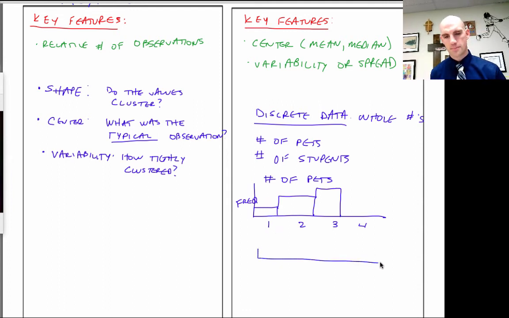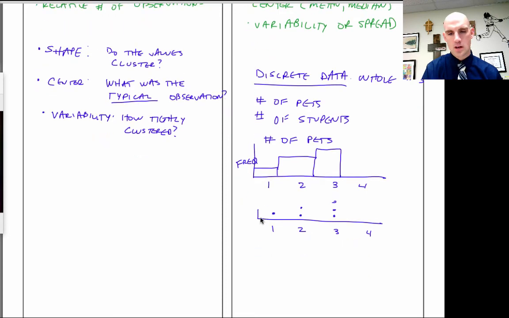We can also do some sort of dot plot, right? We could have, say, dot plots here where it says, oh, there was 1 person that had 1, 2 people that had 2, 3 people that had 3, whatever.